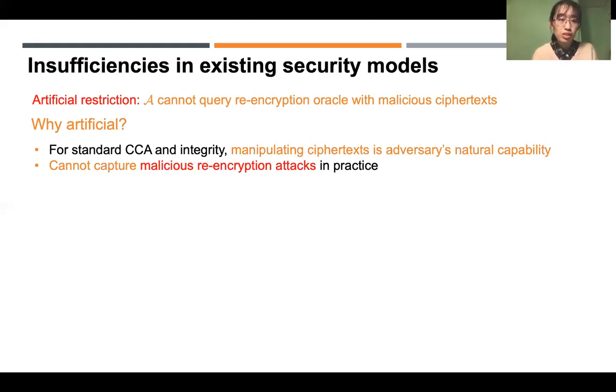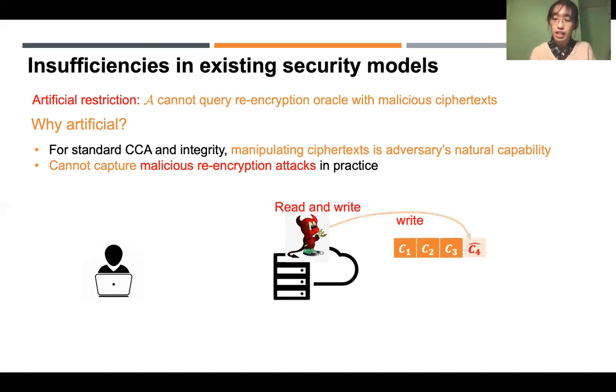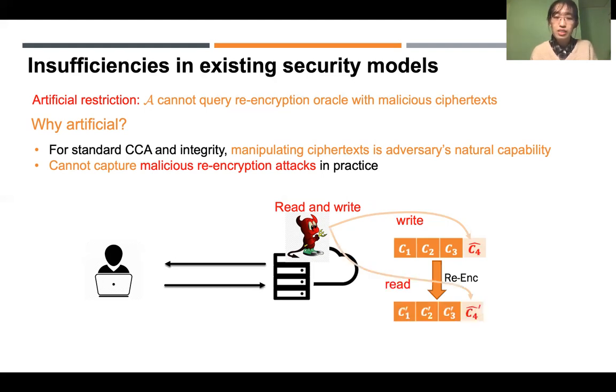since such models with restriction cannot capture a real attack. We call this the malicious re-encryption attack. Let's introduce this attack in detail. Here is a UE system. Attackers like a compromised system manager may corrupt the cloud server and obtain the read and write privilege. Then he can inject a new ciphertext to the cloud server. After a time period, the ciphertext gets updated to new versions. Then the adversary may corrupt the server again and read the update of the ciphertext he injected before.